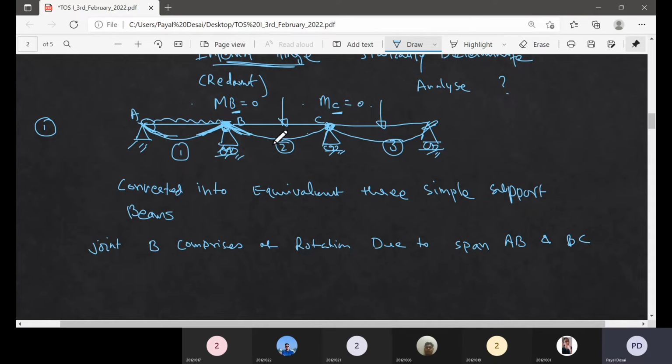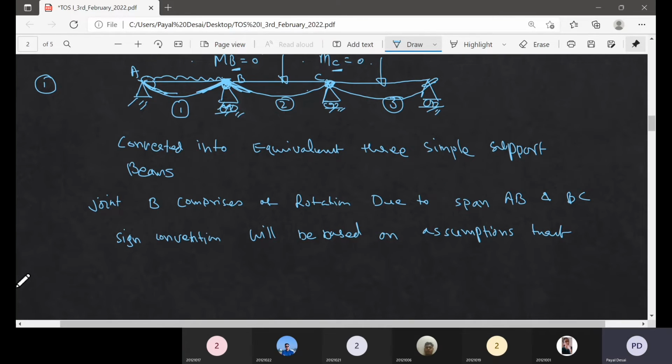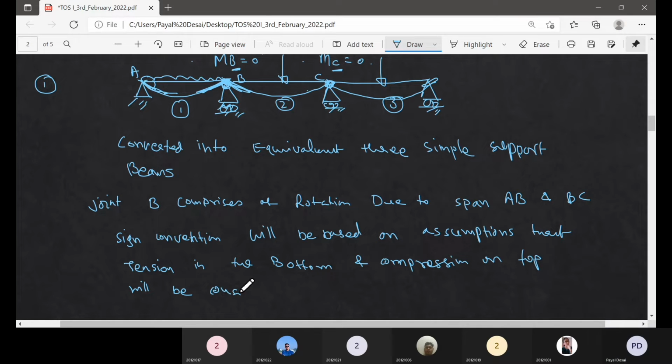Okay, now what about the sign convention? Sign convention is very simple. How will you decide, मतलब प्लस लोगे नेगेटिव लोगे, वो आप कैसे डिसाइड करोगे? साइन कन्वेंशन will be based on the assumption that tension in the bottom fibers will give you positive rotations. It is a very simple definition. All of you have studied beam bending. Tension in the bottom and compression on top will be considered for positive rotations.